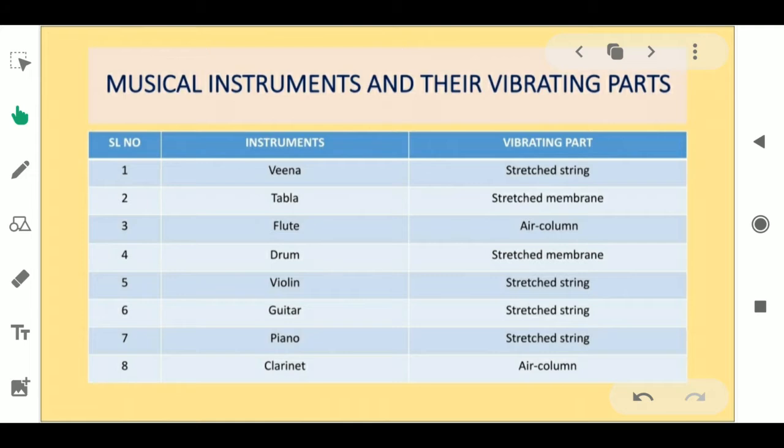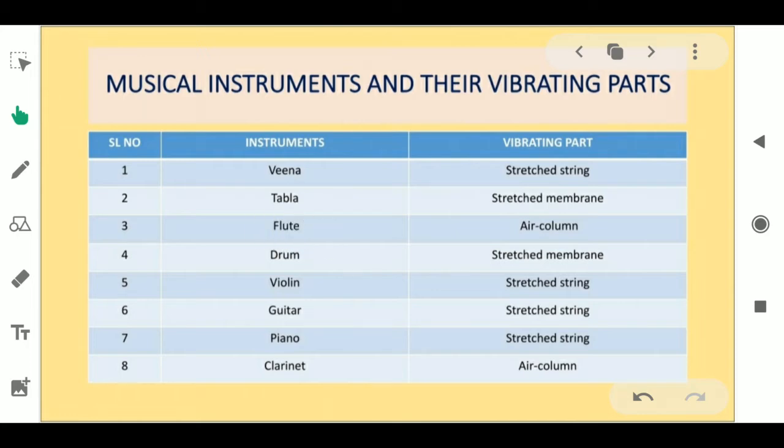Look here, the first one, veena. In the case of veena, the vibrating part is a stretched string. So in the case of veena, a stretched string vibrates continuously, and as a result, sound is produced. Tabla. In the case of tabla, a stretched membrane is there, and this membrane vibrates and gives sound.